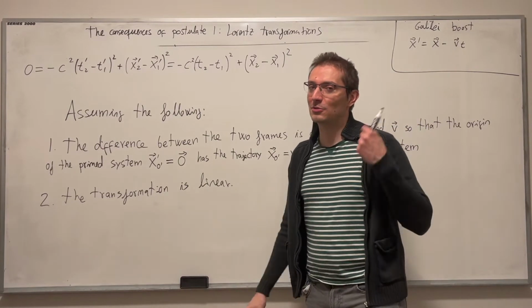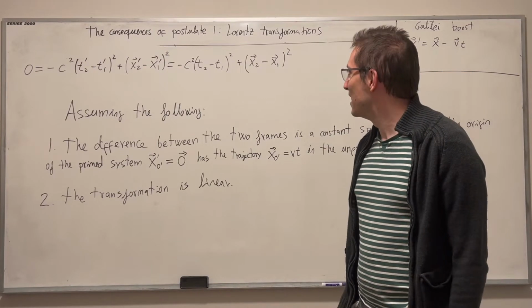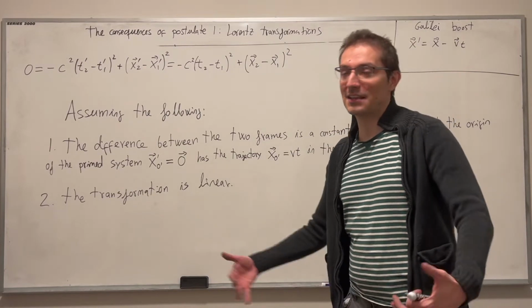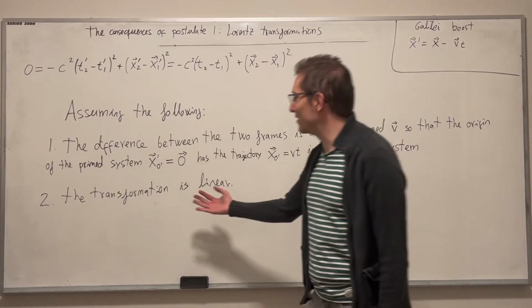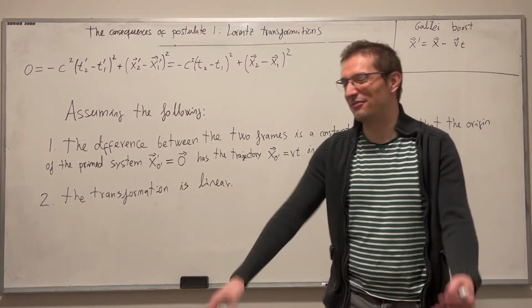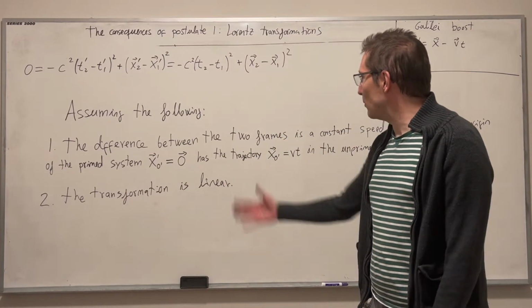We need to assume the transformation to be linear, okay? In order to find the Lorentz transformation that Einstein found. So this could be at the level of postulate 2, so it's 2.5 postulates in a way. All right, what happens if that's the case?